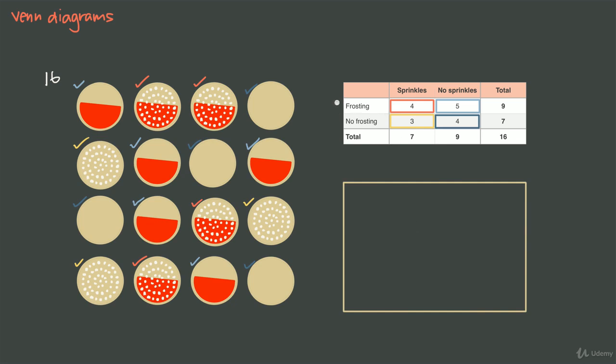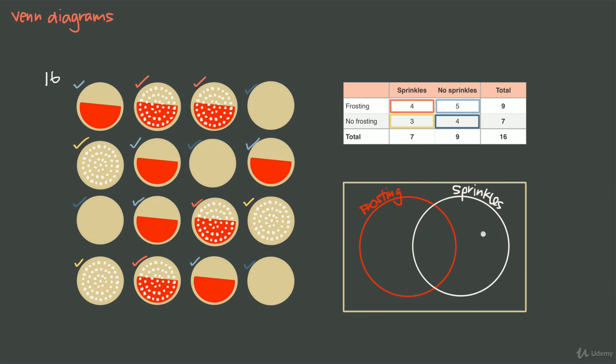Now in our two-way table here, we put frosting or no frosting and sprinkles or no sprinkles, which means that in a Venn diagram, we want to draw a circle for each of those decisions. So we want to draw one circle for frosting, one circle for sprinkles. So we'll go ahead and draw a frosting circle in red to match our frosting. And we don't have to, but we can go ahead and label that the frosting circle. And then we want to draw a circle for sprinkles. And since our sprinkles are white, we'll draw a white circle, and we'll call this our sprinkles circle.